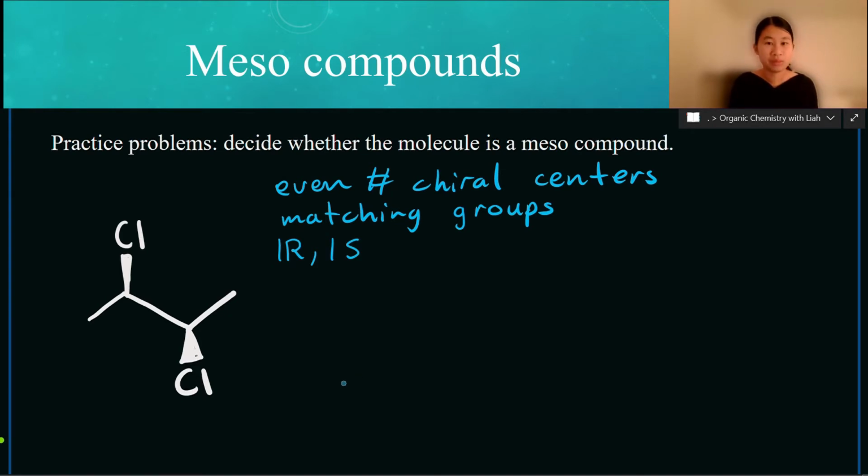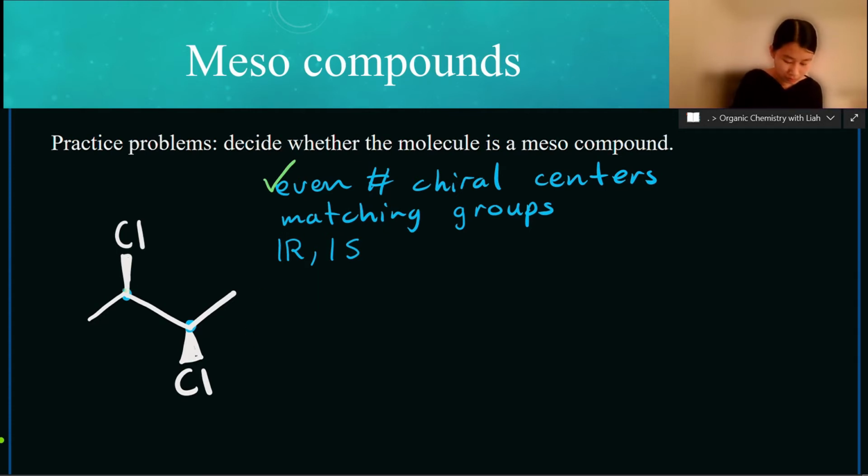Well, let's see if that applies. So if we do this, let's check that we have an even number of chiral centers. Our chiral centers are right here, 1 and 2. We have 2 chiral centers, so this first one is satisfied. Let's go on to see if they have matching groups.